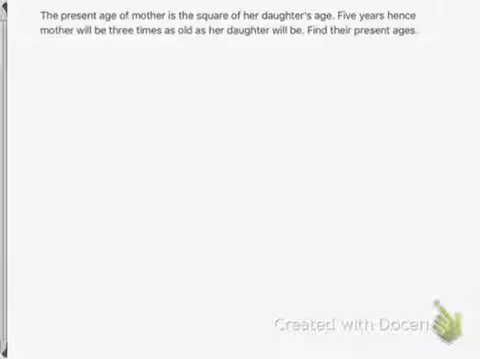Let me read this question for you. The present age of mother is square of her daughter's age. 5 years hence, mother will be 3 times as old as her daughter will be. Find the present ages. So let us first try to solve the first part of the question.